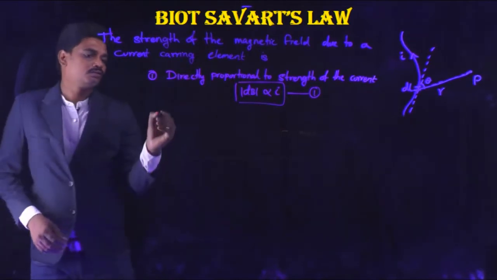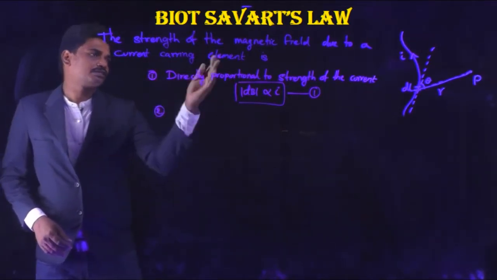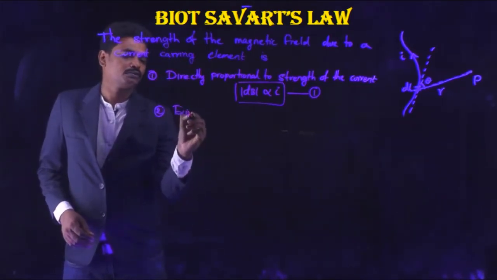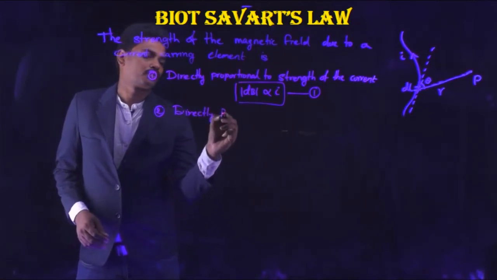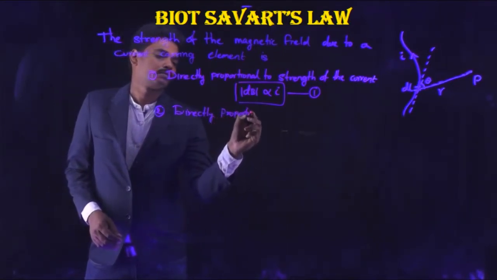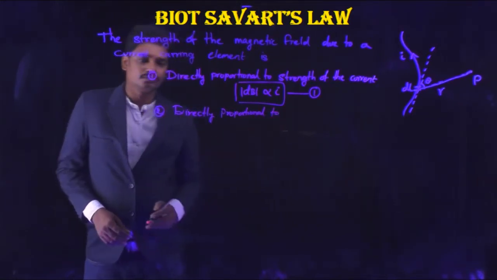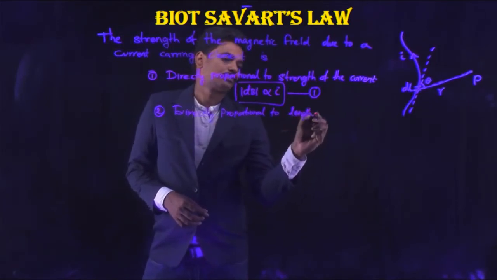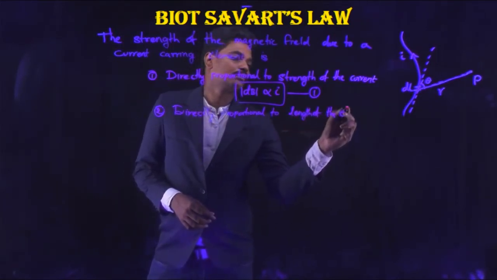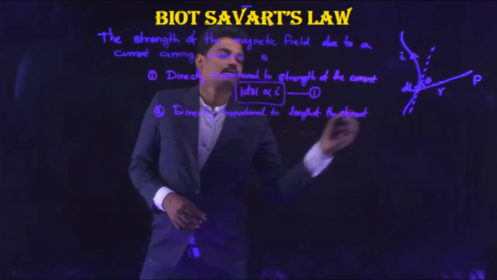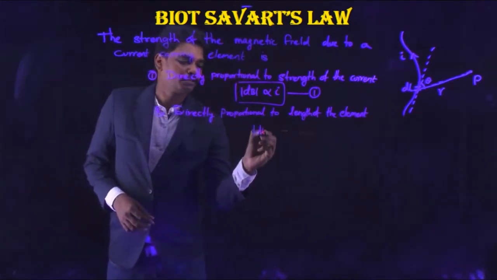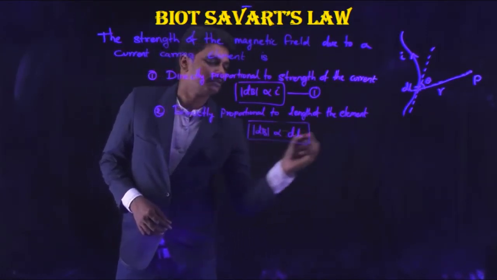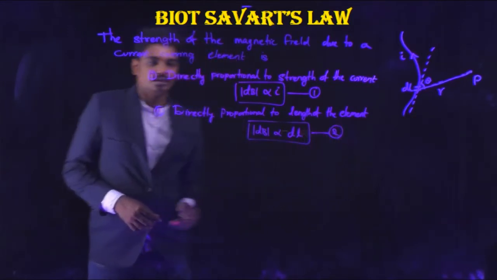Second, the strength of the magnetic field due to a current carrying element is directly proportional to the length of the element. That is, mod dB is directly proportional to dl. Let it be equation number 2.